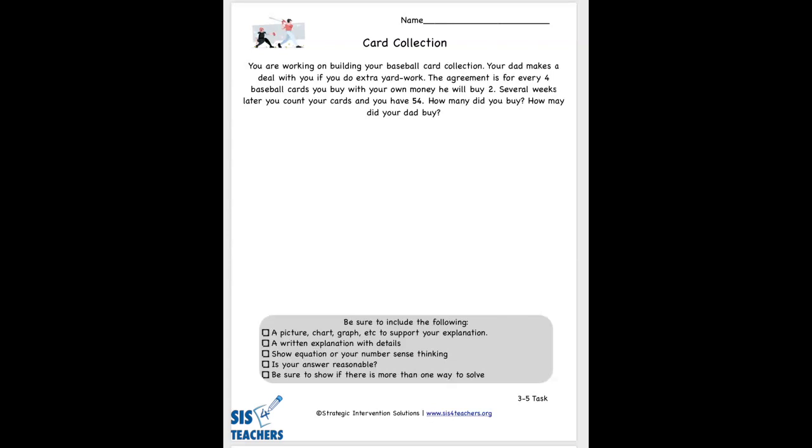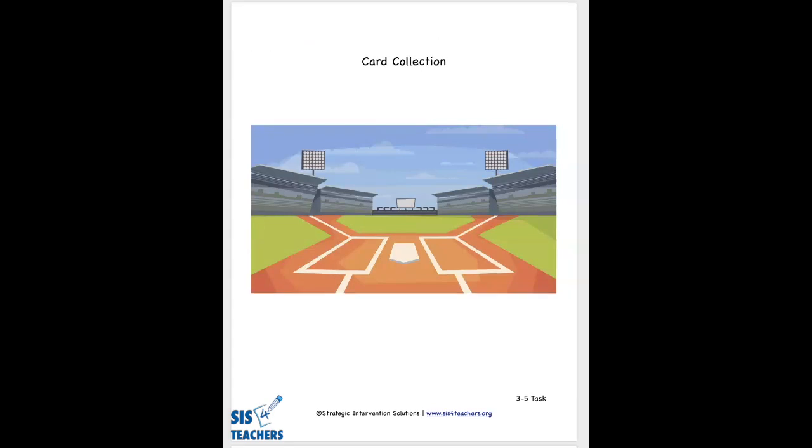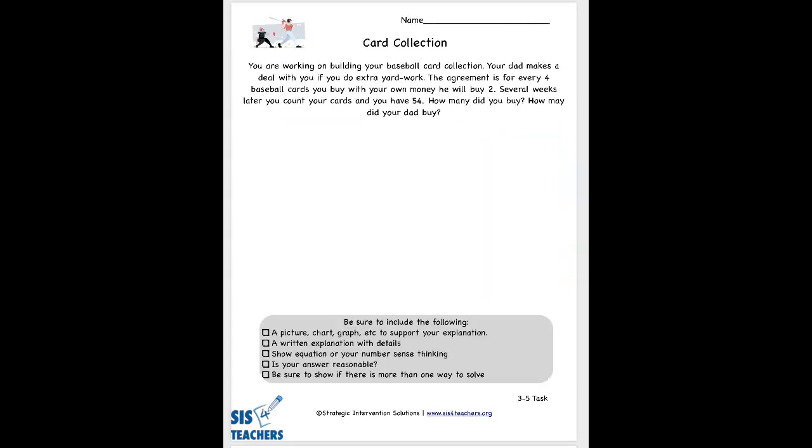As you're looking at the anticipatory set, I might be talking about those kinds of things to help the child get in the scene of what's being taught. In the task in the gray box, you want kids to be able to draw a picture, use graphs or charts. The idea is for you not to lead them. If they need to use manipulatives for this, they certainly can. Some students might decide they don't need to, but you can do a written explanation as well as showing your equation and your number sense and asking if it's reasonable or not. And then be sure that you are telling them they can maybe solve it more than one way to prove their answer, which puts them on a little bit more of an expert level.